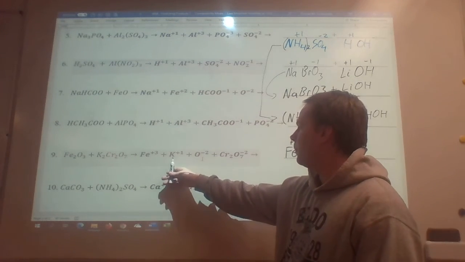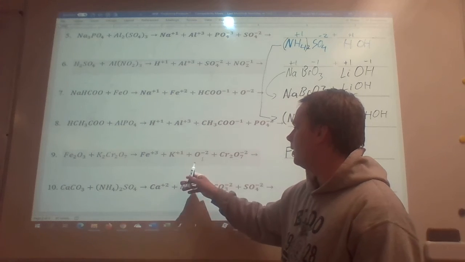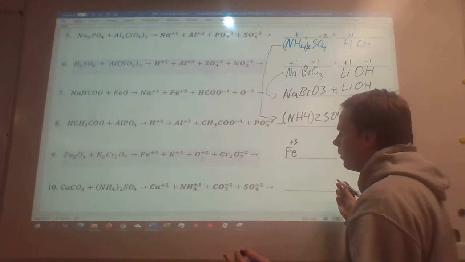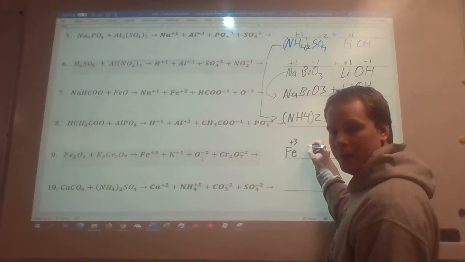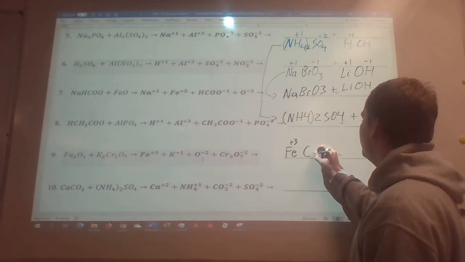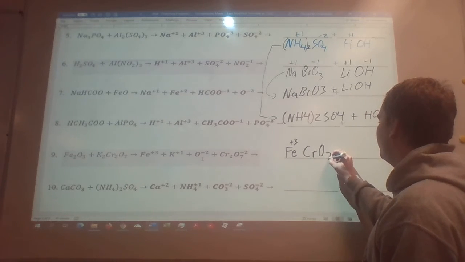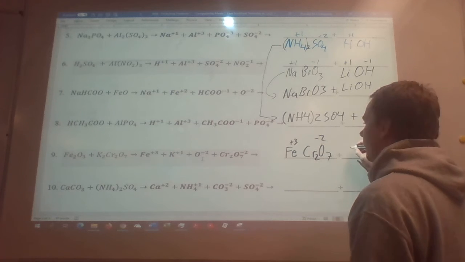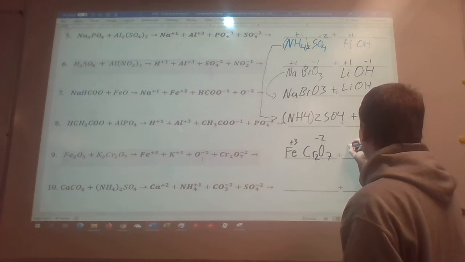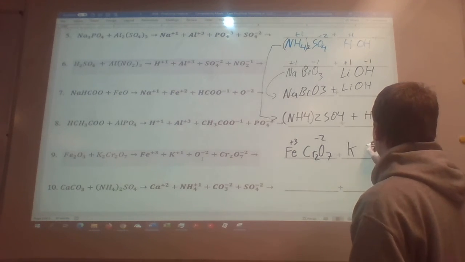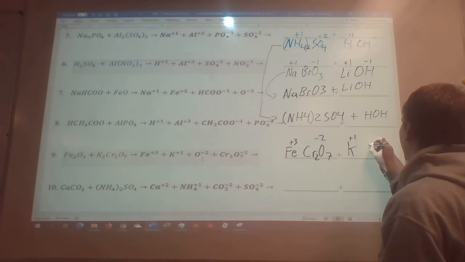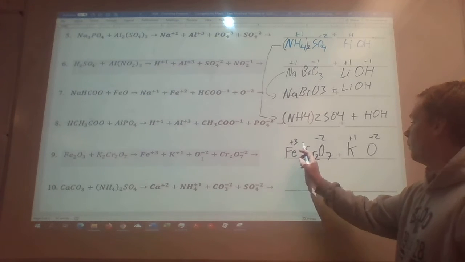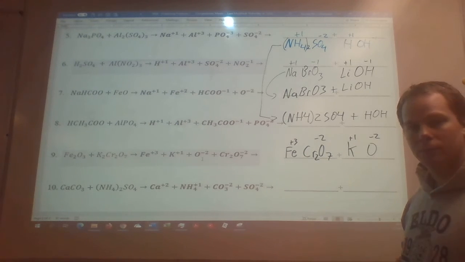It can't be paired with potassium because that's another cation. It was already paired with oxygen, so it has to get paired with the dichromate. So that would be CrO7, and I forgot the 2. That has a -2 charge. And then that would leave K and O, which would be K +1 and O with a -2. So 3 and 2 do not cancel.